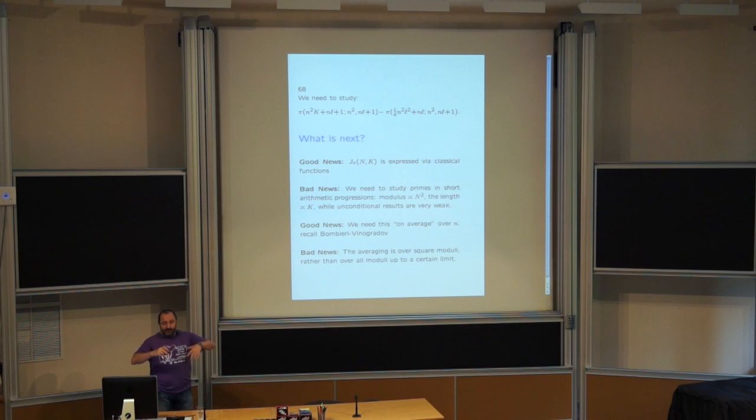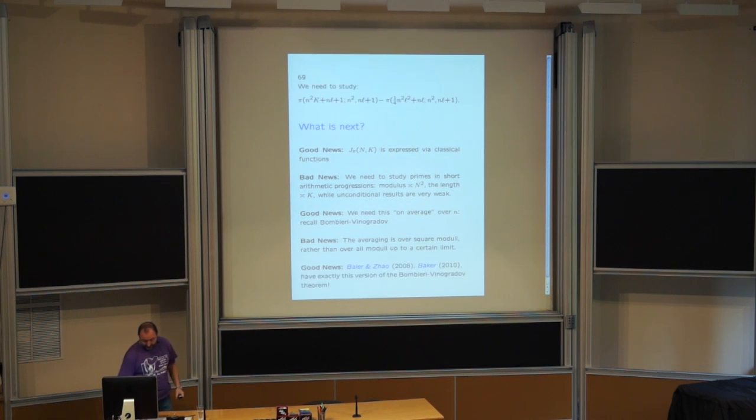Bombieri-Vinogradov gives you very good control over these functions when the modulus stays in the middle position here, running through consecutive integers up to a certain range. Here the modulus runs via squares. Bombieri-Vinogradov in the classical form doesn't tell you much about this situation.